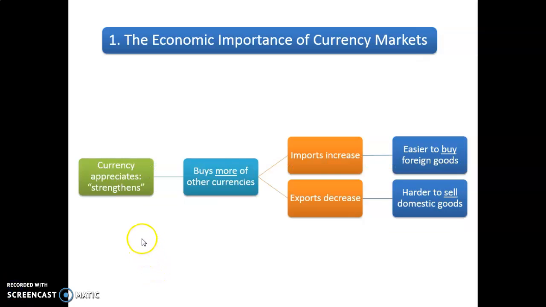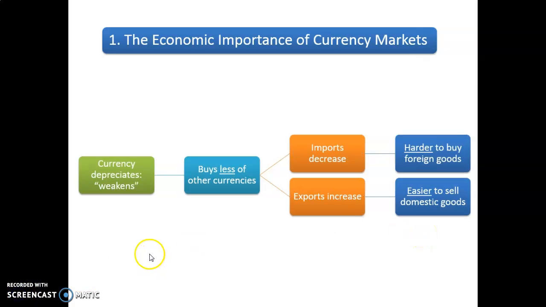So in summary, when a currency appreciates or strengthens, we can buy more of other currencies. Imports increase. They're easier to buy. It's easier to buy foreign goods, and exports decrease. It's harder to sell domestic goods. And the opposite is also true.